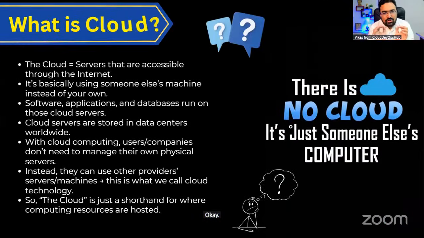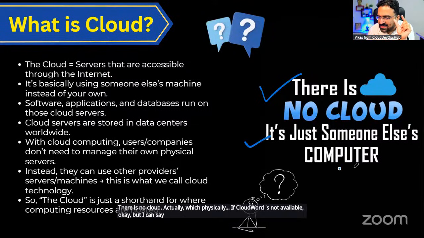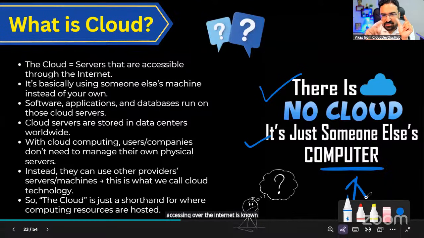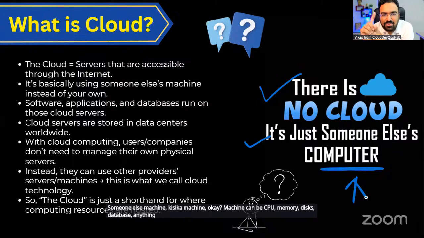In short, there is no physical cloud. If the word cloud is not available physically, I can say it's just someone else's server, computer, or machine, accessed over the internet. Understood? Someone else's machine. The machine can be CPU, memory, disk, database, anything. You are accessing it with the help of the internet, and that is known as cloud.